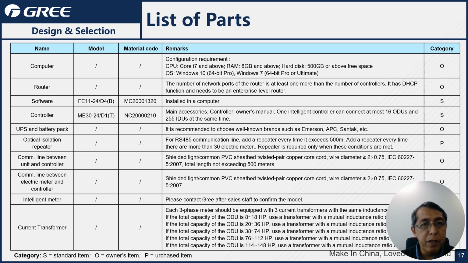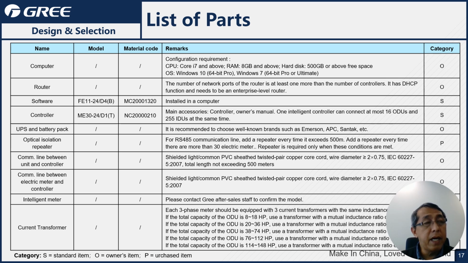For the software and controller, the software will be installed in a computer. For the controller, the main accessory is an owner's manual. One intelligent controller can connect at most 16 outdoor units and 255 indoor units at the same time.